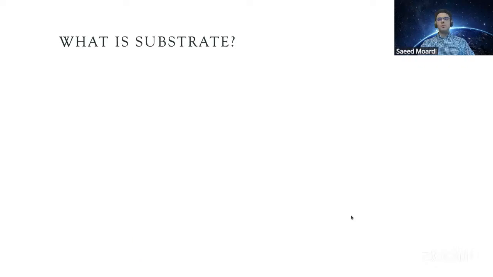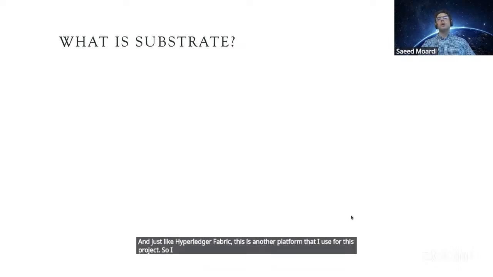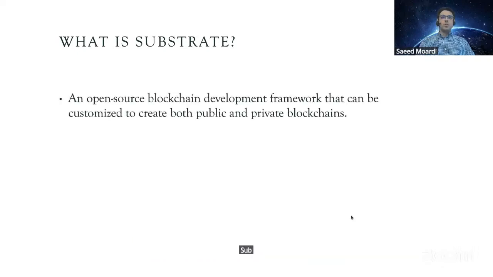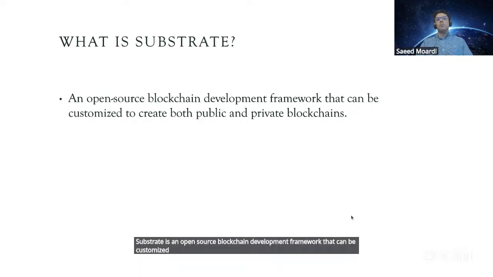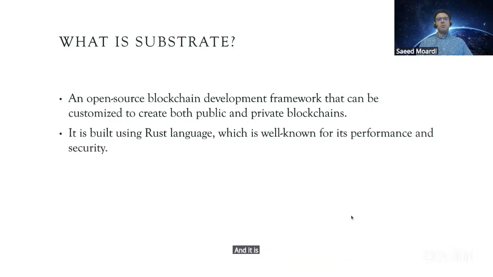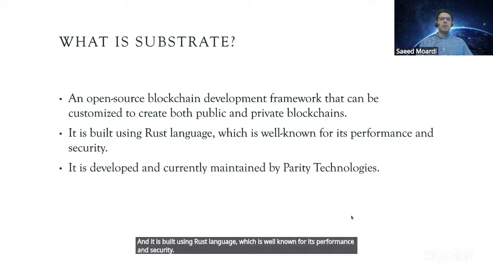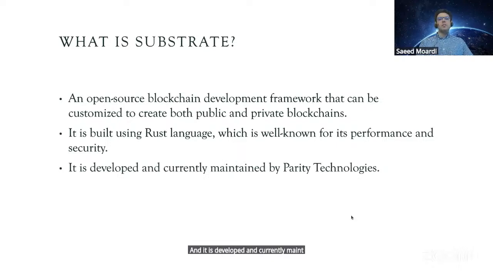And just like Hyperledger Fabric, this is another platform that I use for this project, so I'm going to quickly go over the basics of this platform. Substrate is an open source blockchain development framework that can be customized to create both public and private blockchains. It is built using the Rust language, which is well known for its performance and security, and it is developed and currently maintained by Parity Technologies.